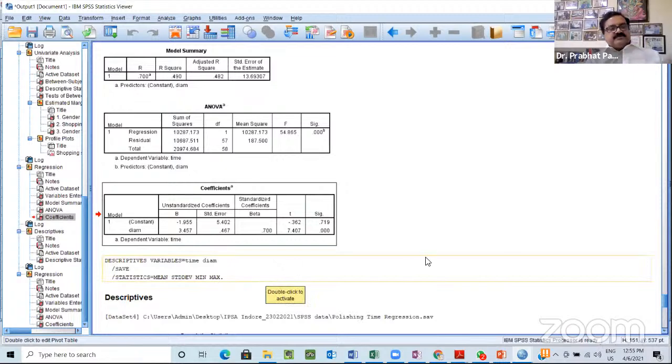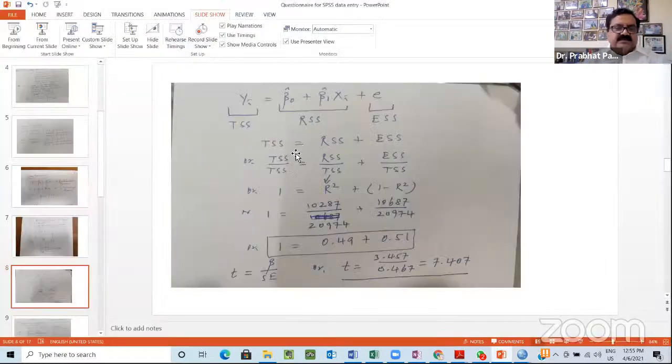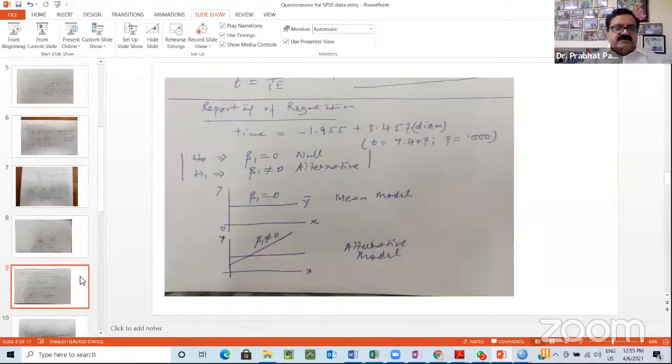So what we are going to use is the unstandardized regression coefficient. And how is our regression equation going to look? Let me give you the regression equation. In reporting the regression equation, in place of y we are going to write time. Time is equal to minus 1.955, which is the constant value, plus 3.457, which was the beta value, times diameter. So this is our regression equation.